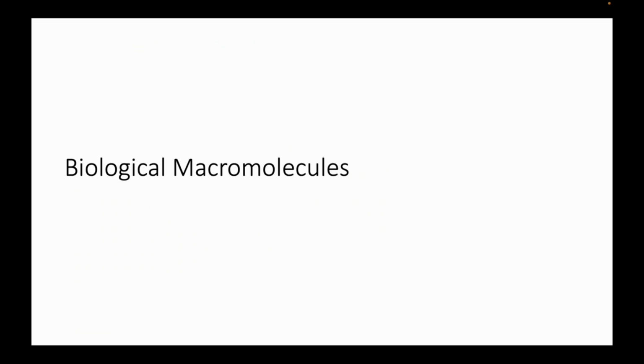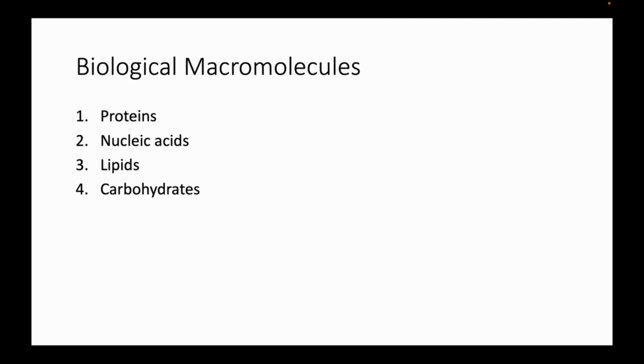Let's talk about the biological macromolecules that will be involved in this biochemistry class. A lot of this is going to be review from previous classes you've had, or maybe even high school biology. So we're just going to go through it quickly, bring that knowledge back up to the forefront of your brain. When we're thinking about biological macromolecules, we're thinking about proteins, nucleic acids, lipids, and carbohydrates. Those are the four macromolecules that are the building blocks for life.